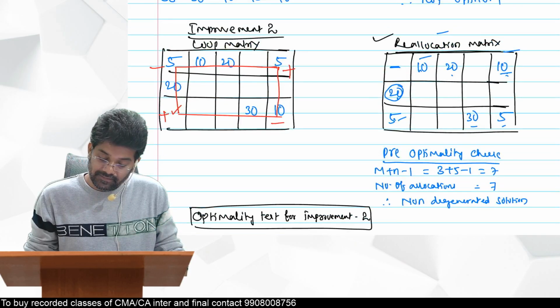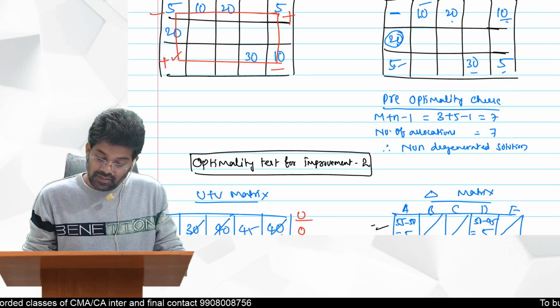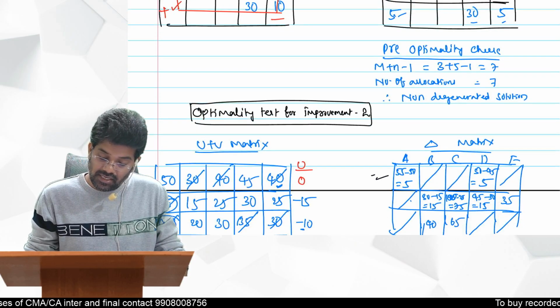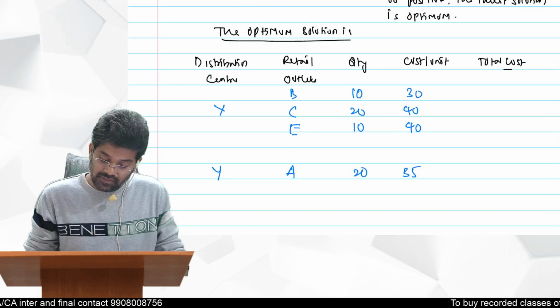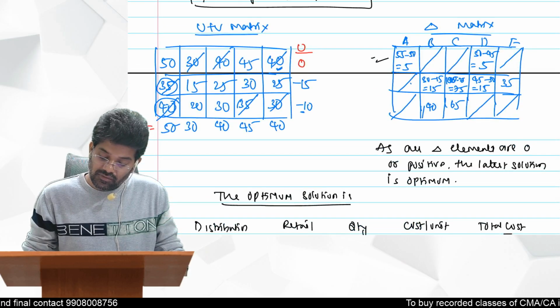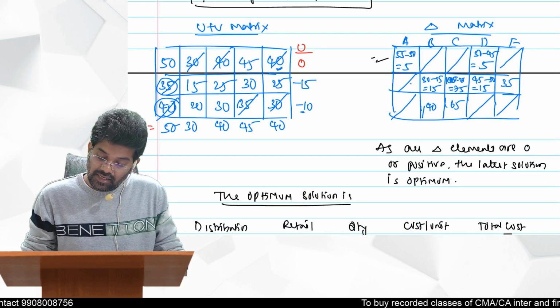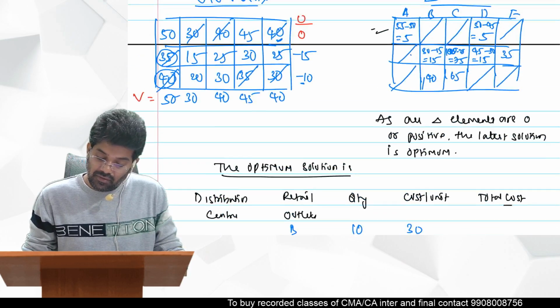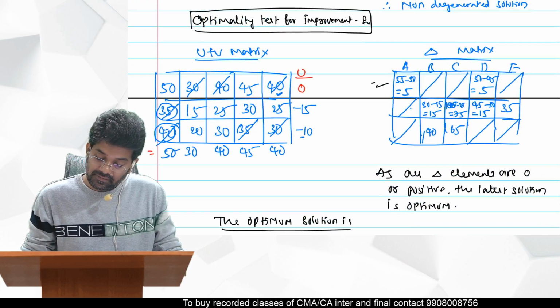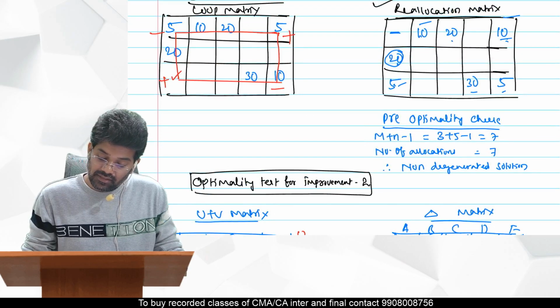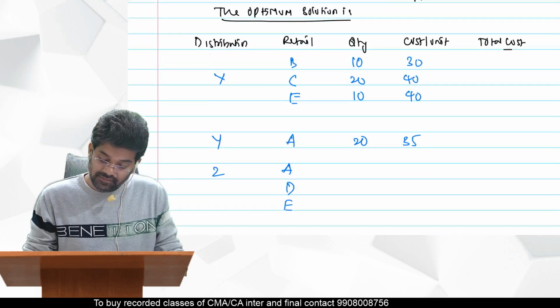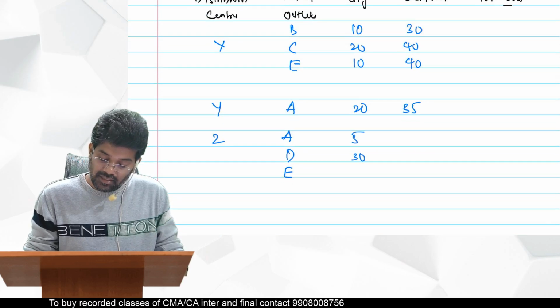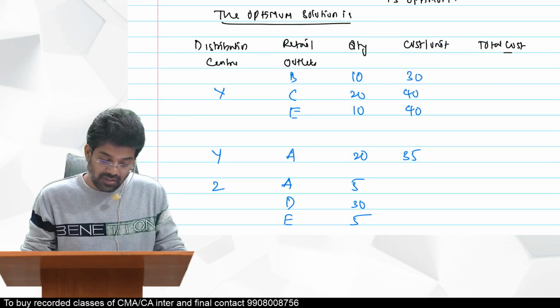Next, last distribution center Z. Z is to which one? A, D, E. A, D, E. What are the quantities? 5, 5, 35. 5, 5, 35. And what is the cost there?